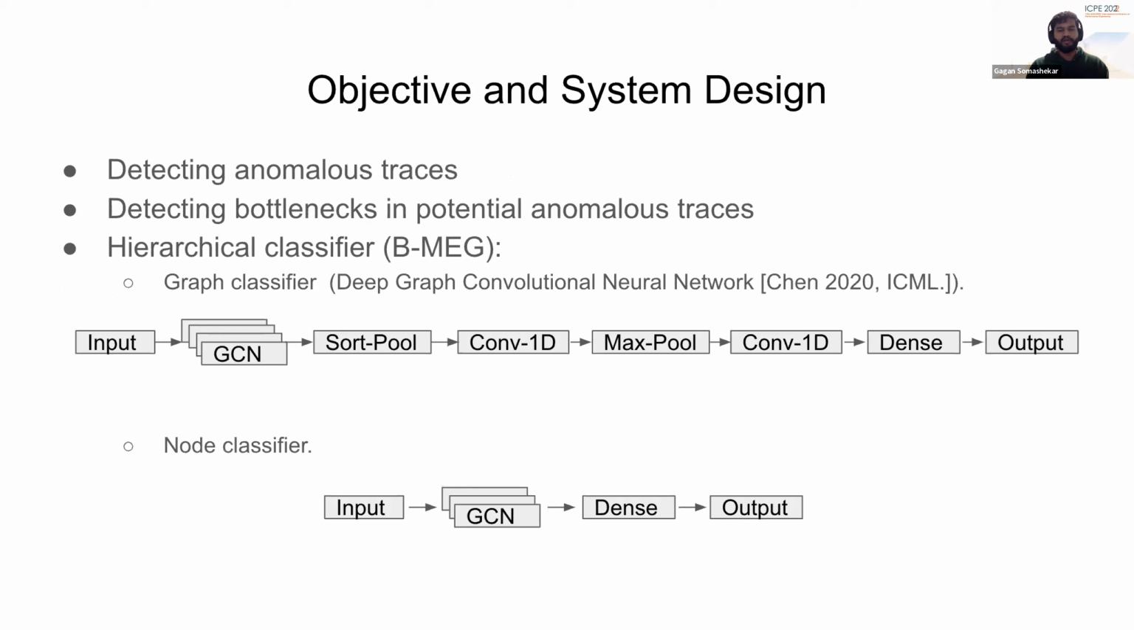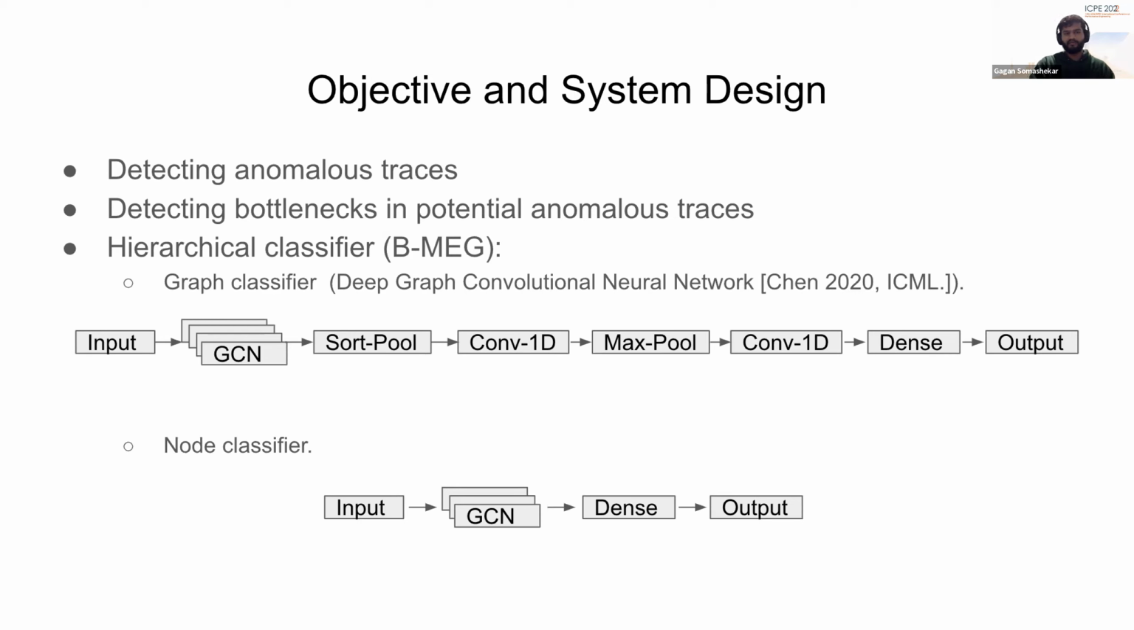Coming to the problem statement, we divide the problem of detecting bottlenecks in microservices applications into two stages. The first stage is detecting anomalous traces. Anomalous traces are the traces that are affected by the presence of bottlenecks. The second stage is detection of bottlenecks in such potential anomalous traces.